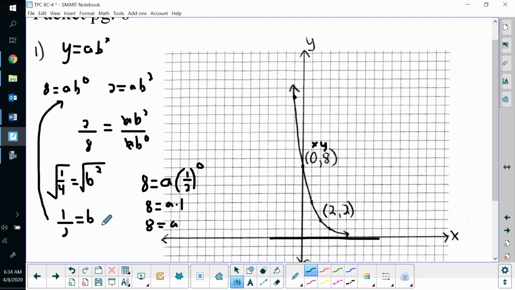Now, we have to finish off the question because we wanted to know what the equation was. We've got a and b. Now just write out your equation now that we know the a and b. So we've got 8 times 1/2 in parentheses raised to the x. Now, anytime b is a fraction, you have to have it in parentheses. If it was just, say, a 4, it's your choice whether you want to put it in parentheses or not, but it has to be in parentheses if it is a fraction.